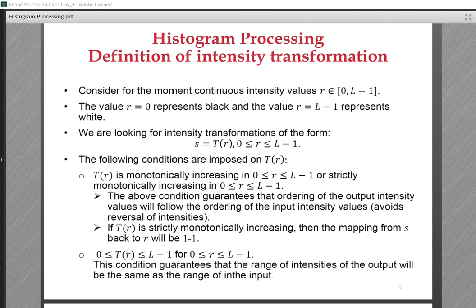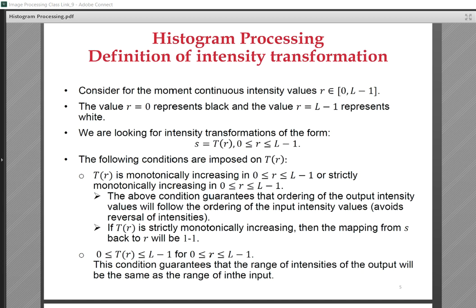A strictly monotonically increasing function is a good transform for enhancing an image histogram, if we need reversing. But if we didn't need any reversing, this is also good. Go to the previous slide. If T(R) is strictly monotonically increasing, then the mapping from S to R, the reverse, will be one to one.